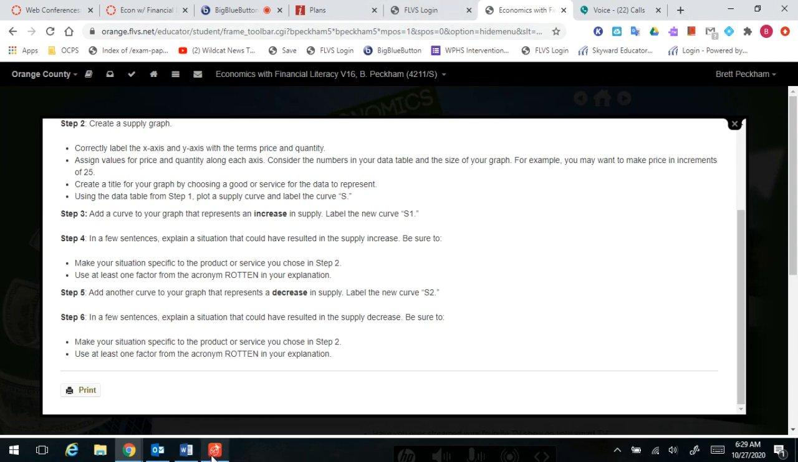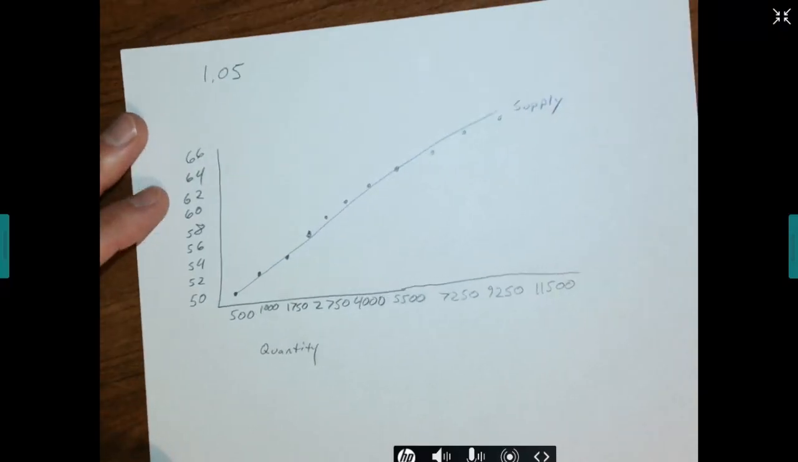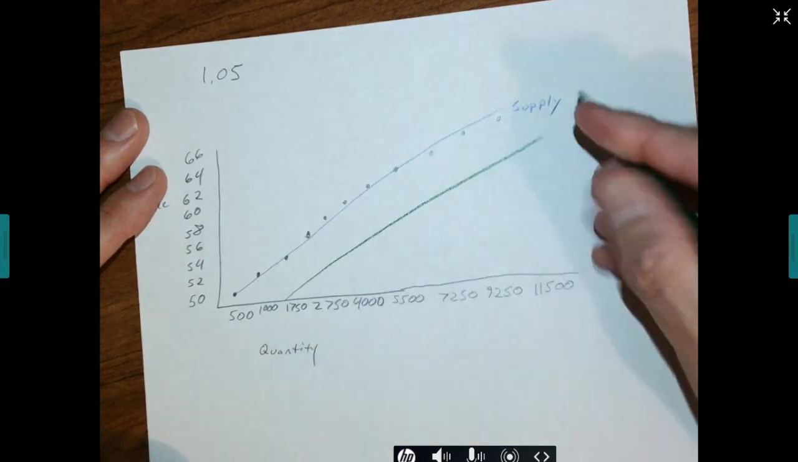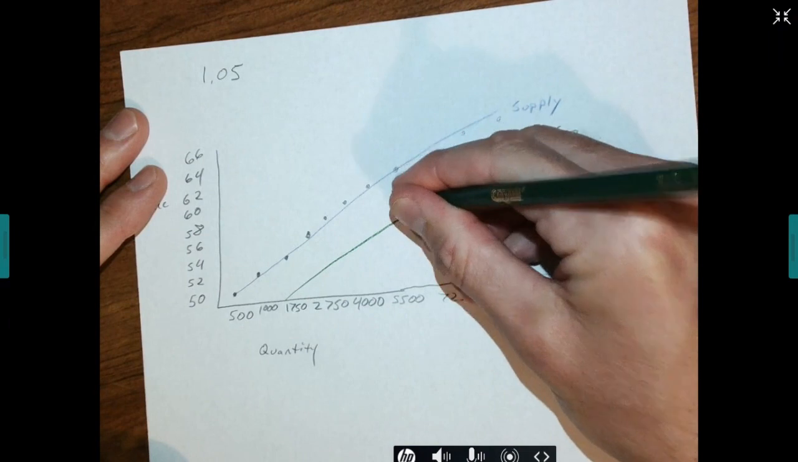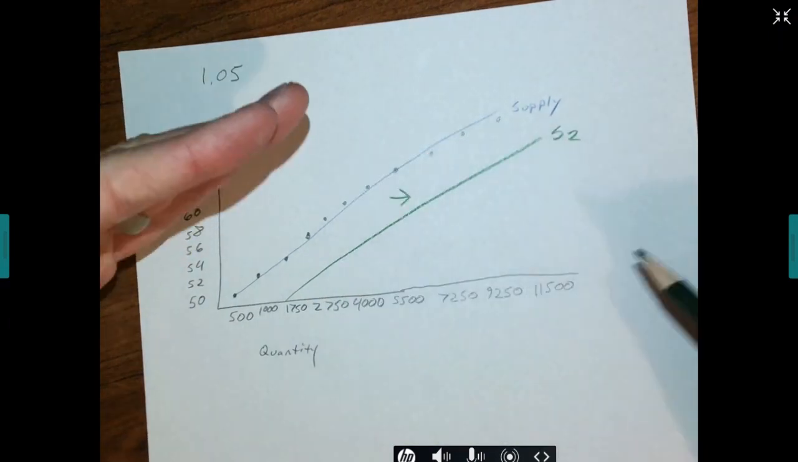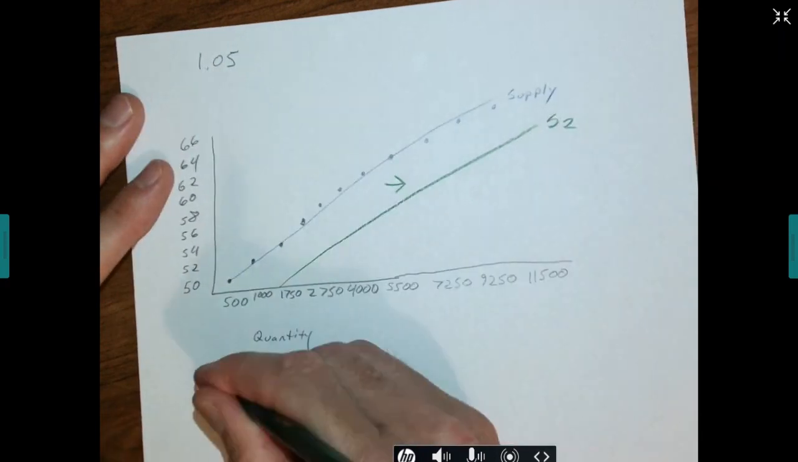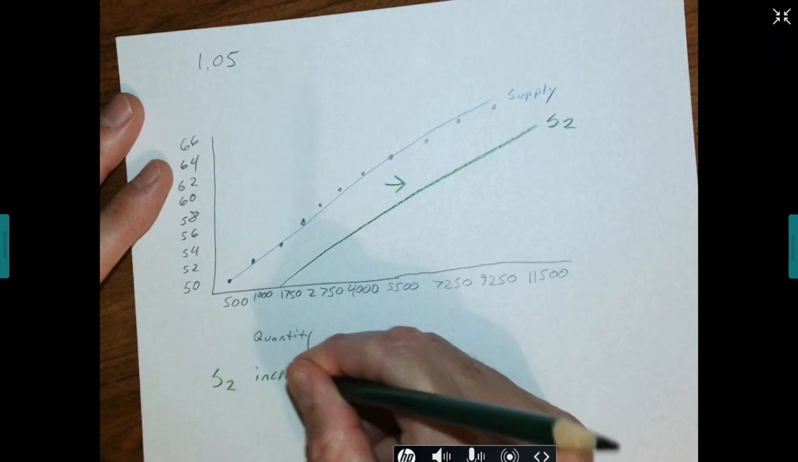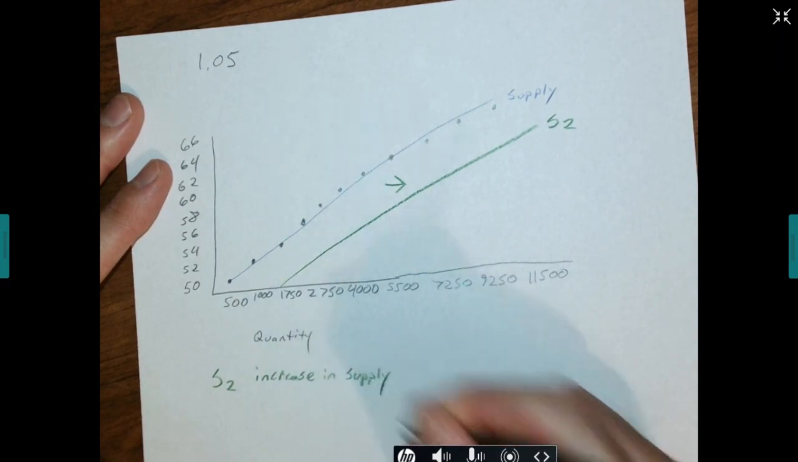All right, so let's take a look here. Go back. So again, the increase is always a rightward shift. So a rightward shift, this is an increase in supply. Supply 2, this is an increase, a rightward shift. I know that graphically or visually it might look like it's going down, but don't be concerned with that. Supply 2 is an increase in supply. So what would cause an increase in supply?